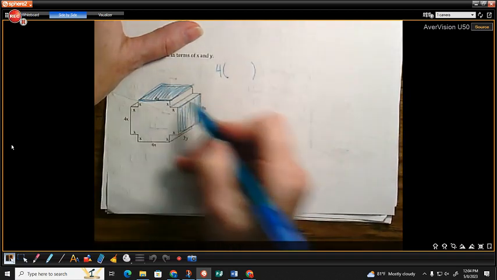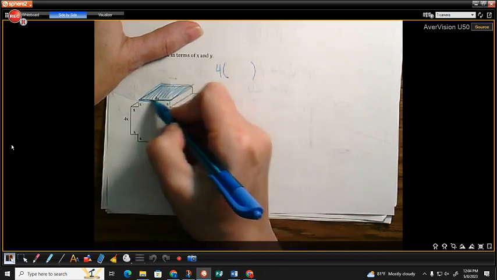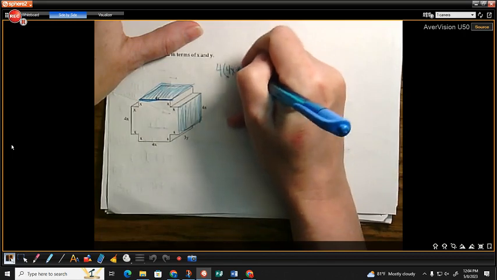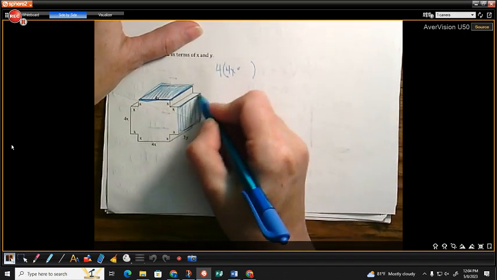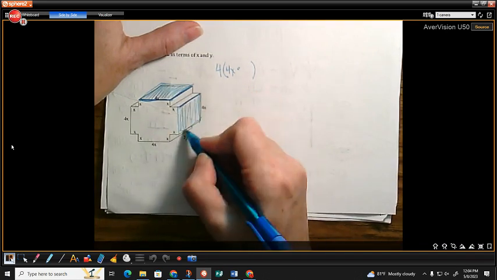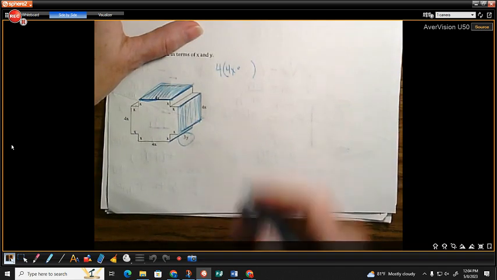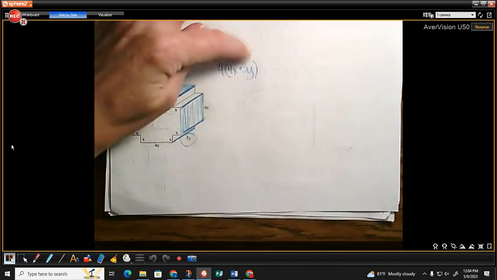What is their base? Yeah. 4x? And their height? Well, follow it around. This one will match this one, will match this one, will match this one. Oh wait, how long is it? 3y. So I have 4 of those.